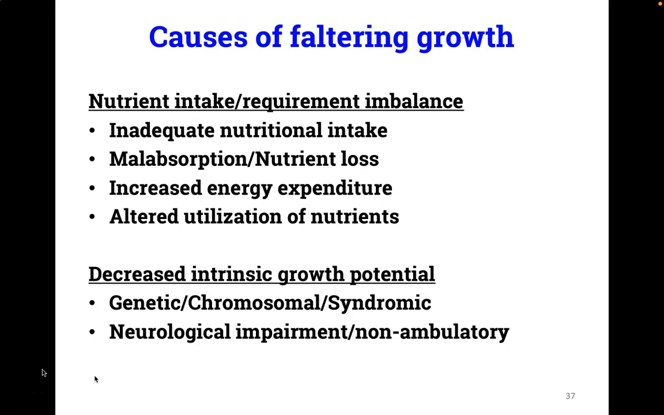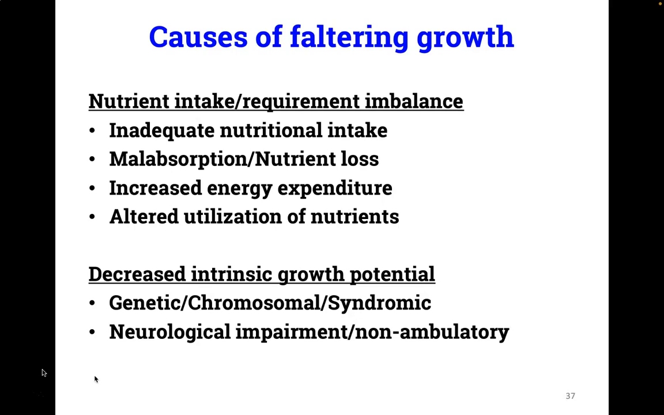So this is a summary slide of all the causes of failure to thrive or faltering growth. Once you've excluded the masqueraders that we previously alluded to, then you are left with this dichotomy here, where there is either concern for malnutrition or decreased intrinsic growth potential, which is more significant than that seen with just familial short stature. So when we talk about malnutrition, it reflects an imbalance between intake and needs, and therefore you can subdivide it as not enough in, or inadequate intake, not enough being absorbed or retained, increased needs or energy expenditure, or altered metabolism or utilization of nutrients.